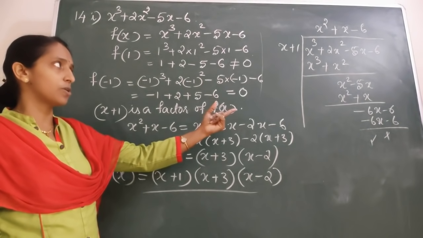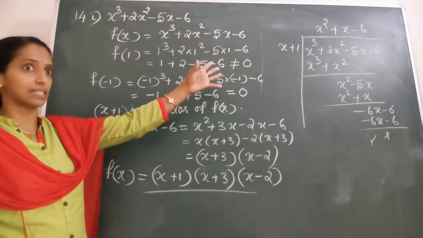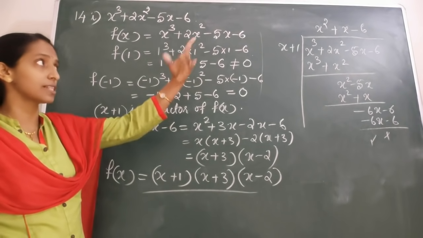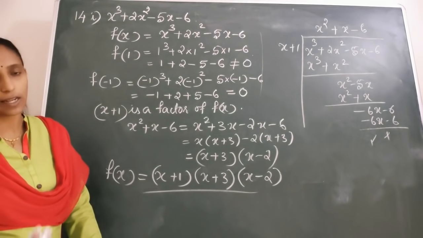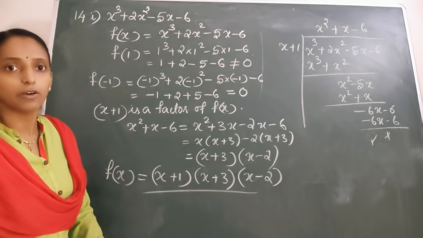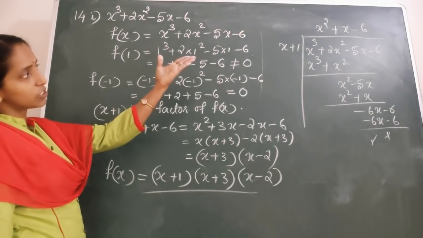You will divide the polynomial, then you will get a quadratic equation if it is power 3. If it is power 3, then only you will get a quadratic. If it is power 2, you will get a linear equation. In that case, no need of going for further factorization. So you will go for the division method.